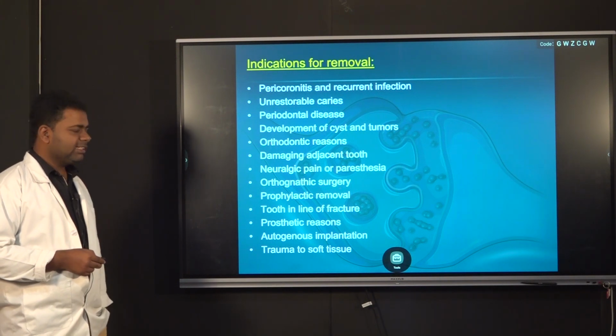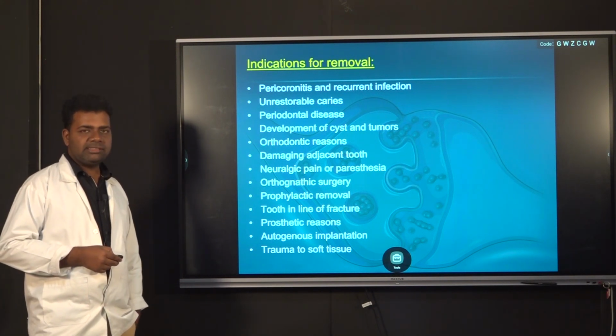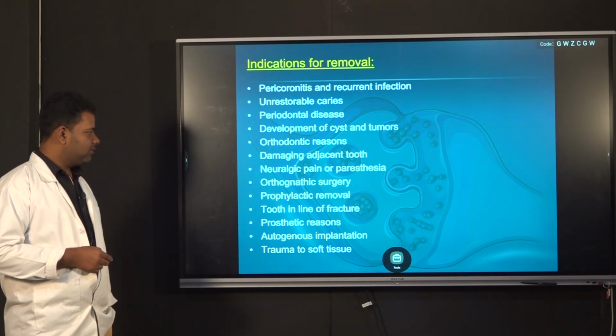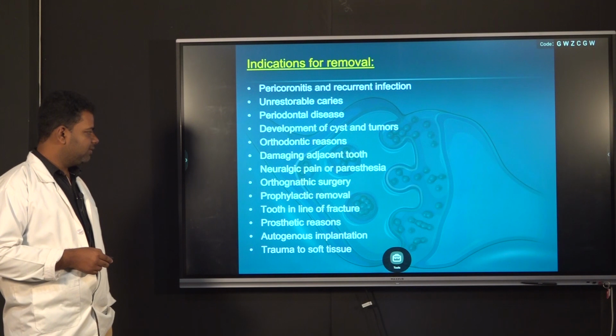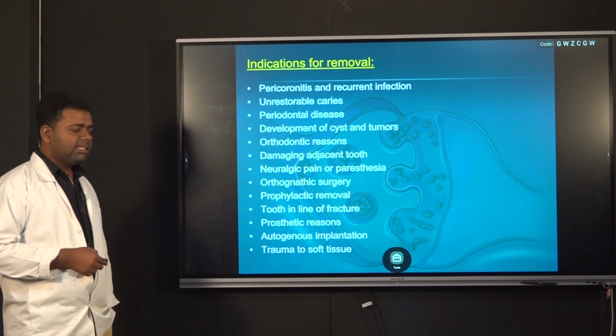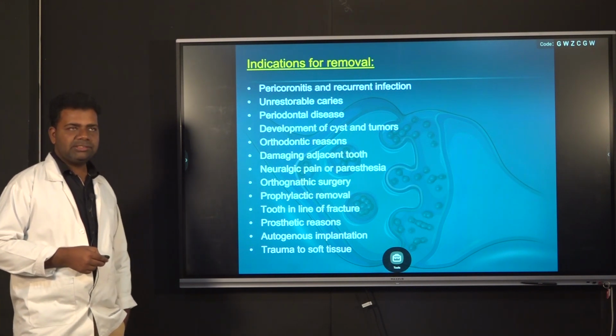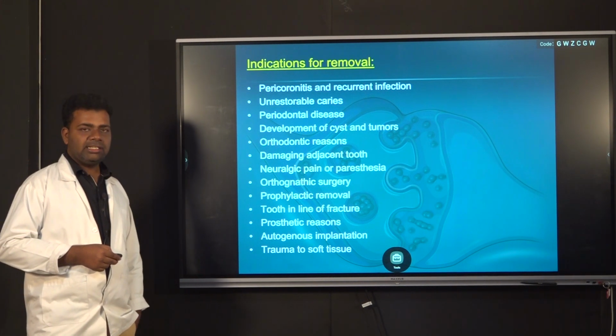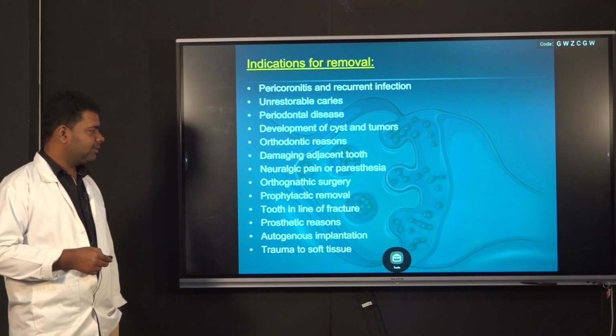Orthognathic surgery, especially bilateral sagittal split osteotomies: the third molar should be removed 6 months prior to the operation. Prophylactic removal of the teeth. Tooth in the line of fracture, especially in angle fractures, should be removed, as it compromises the healing of the fracture and also the union of the fracture fragments.